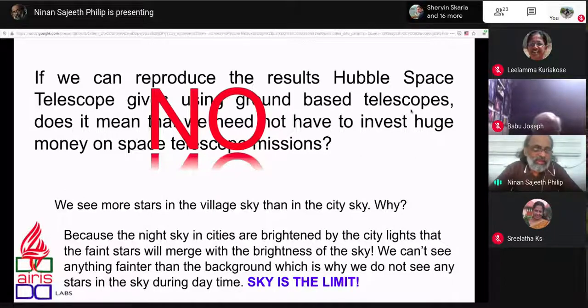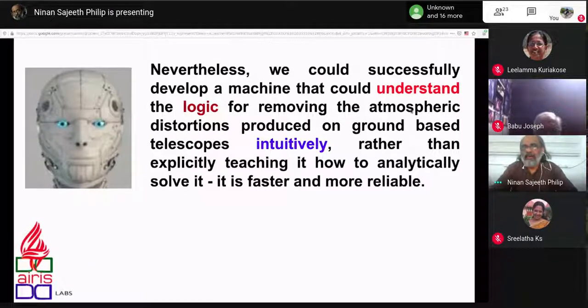And interestingly, fortunately or unfortunately, astronomers are more interested in faint objects than in bright stars, because that is where the real science exists. But that said, nevertheless, we could successfully develop a machine that could understand the logic for removing atmospheric distortions produced on ground-based telescope intuitively, rather than explicitly teaching it how to analytically solve it.